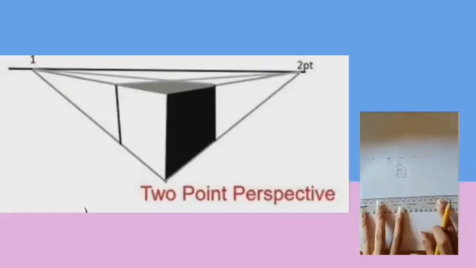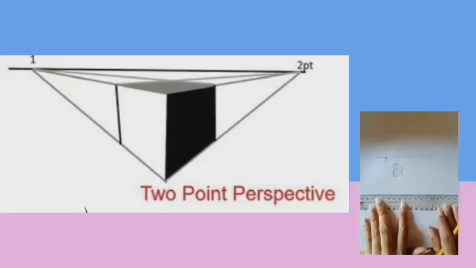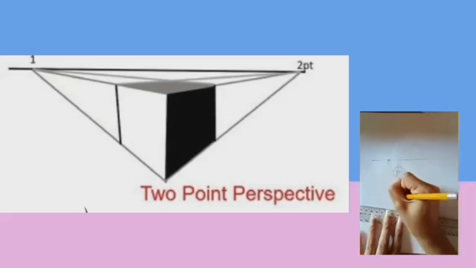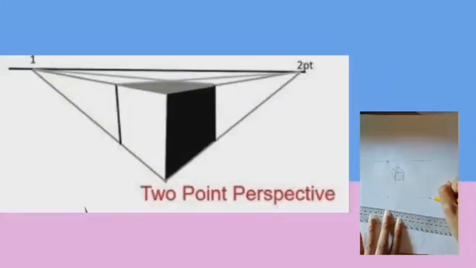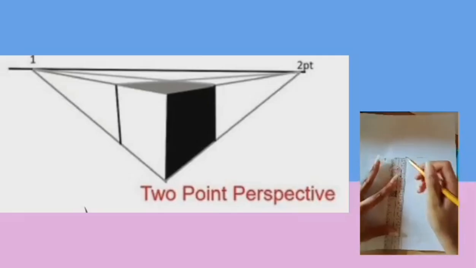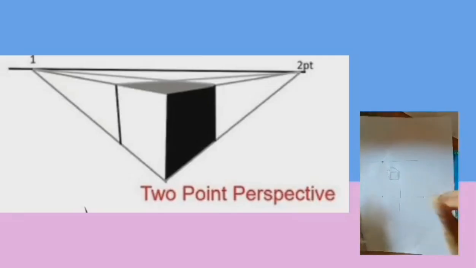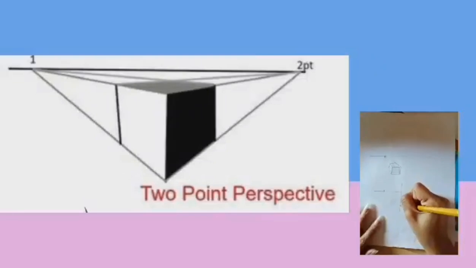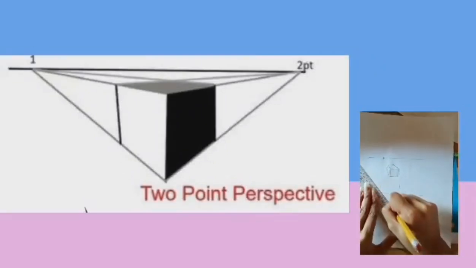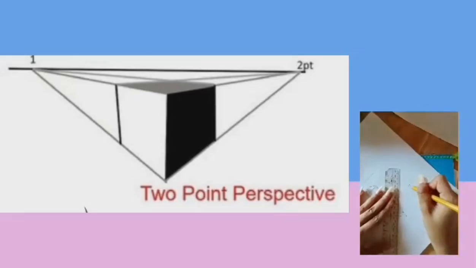So now, I will demonstrate the two-point perspective. So we use one horizon line and two vanishing points. Then we also use the center of the horizon line, or a vertical line. Then we connect it to the vanishing point. The same goes for the other side.